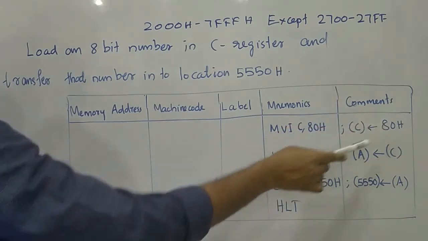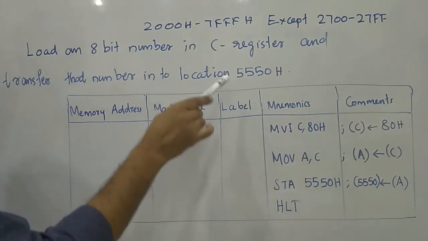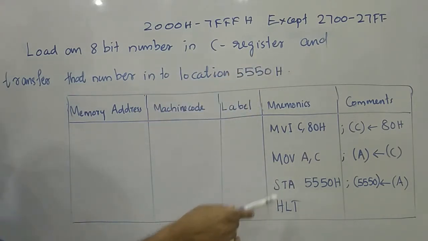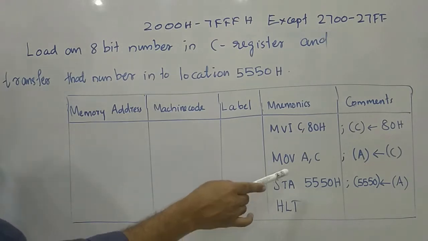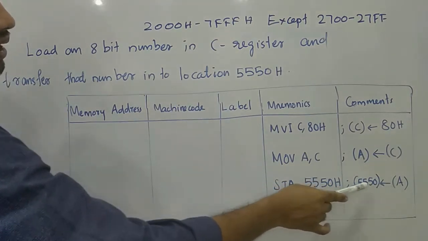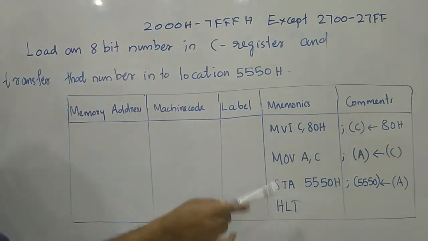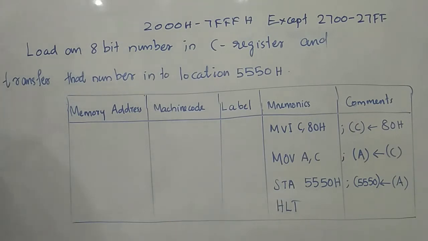Now this number is available in accumulator. We can transfer that number into this location by means of this instruction, that is STA 5550H. Whenever this instruction is executed, whatever be the content of accumulator, that is transferred into this memory location 5550H. As our task is over, we can stop the program by means of the halt instruction. So this is the assembly language program.